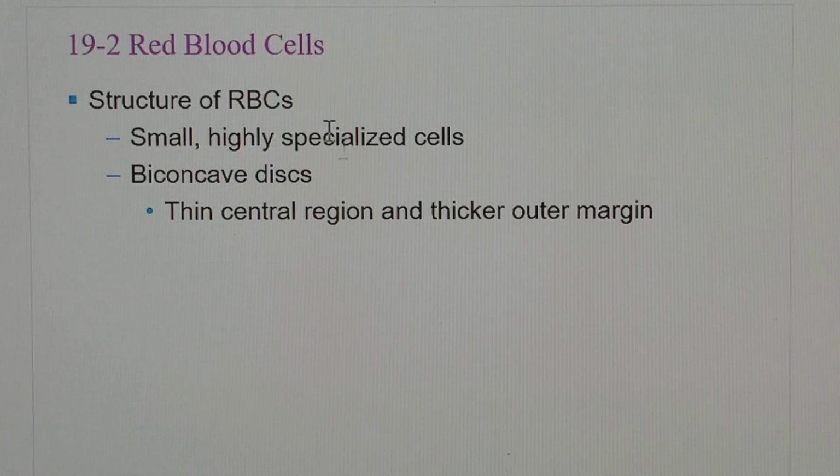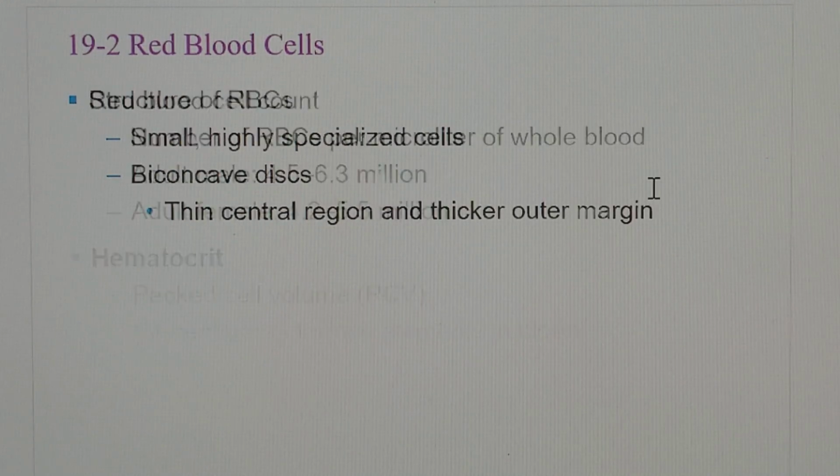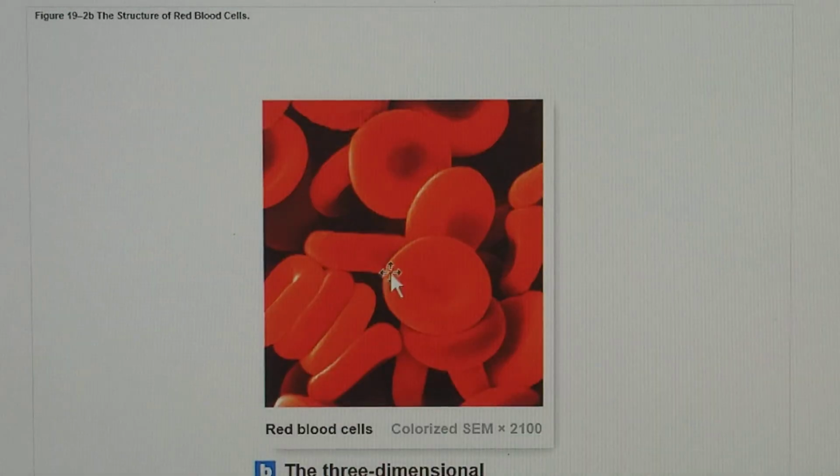The structure of the red blood cell: it's a small, highly specialized cell, a biconcave disc, with a thin central region and a thicker outer margin. When looking at a standard blood smear, the red blood cells appear to be two-dimensional objects because they are flattened against the surface of the slide. This is not how they actually are.